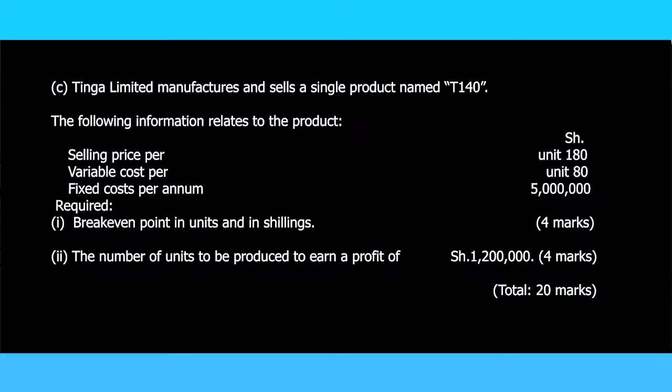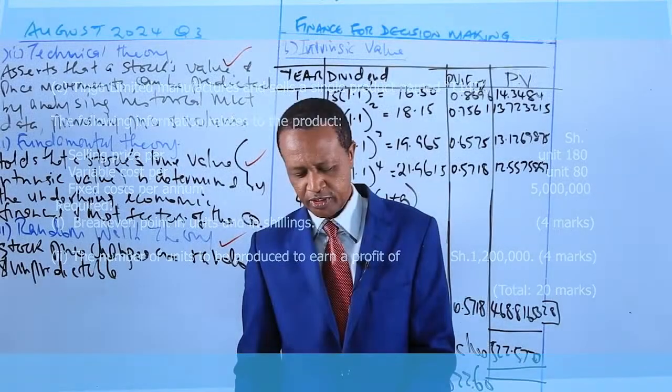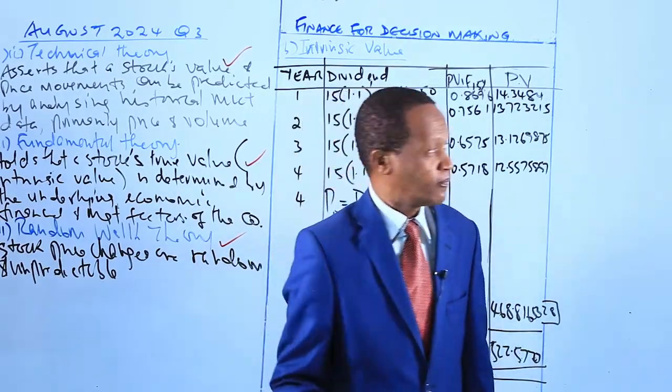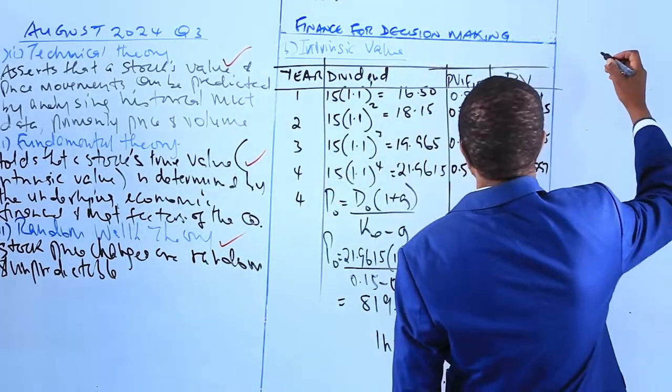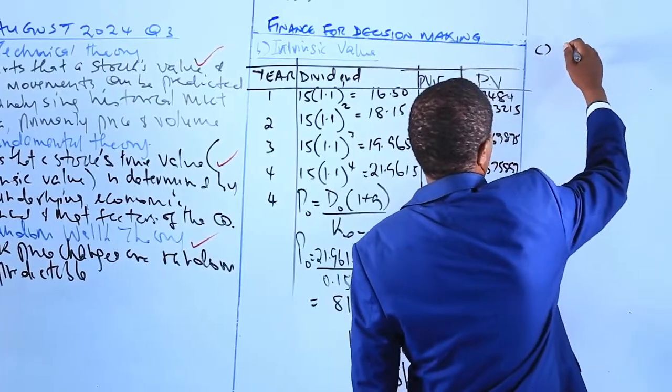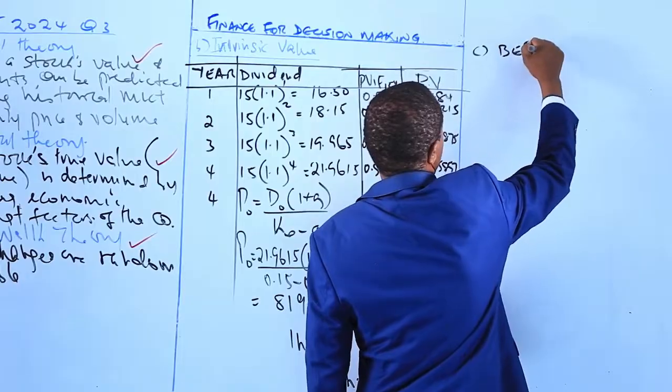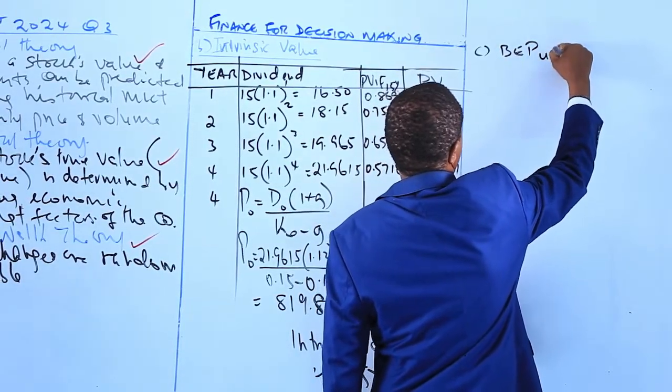Roman 2: the number of units to be produced to earn a profit of 1.2 million. That is the question. We need to calculate, first of all, the break-even point in units, then the break-even point in shillings. So this is part C. We are to calculate the break-even point in units.